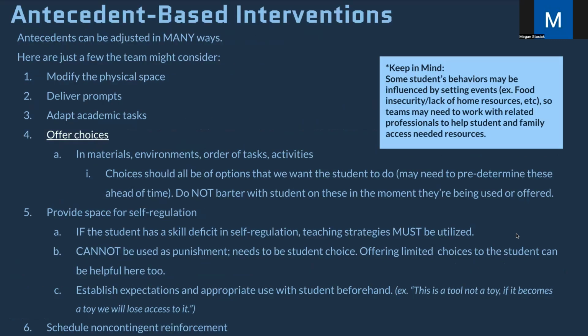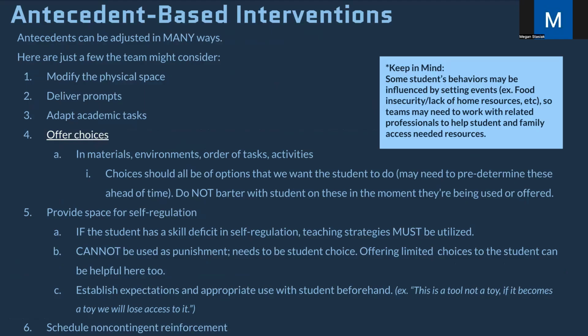Antecedent-based intervention. We can adjust the antecedents in many ways. Just a few things we might want to consider, modifying that personal space. Maybe we need to move their location closer to the teacher or away from sources of distraction. Maybe we need to deliver prompts. Maybe we have a signal so they know when a task they don't like is going to come up. So it can be a cue of like, hey, use some of your coping skills or positive self-talk.